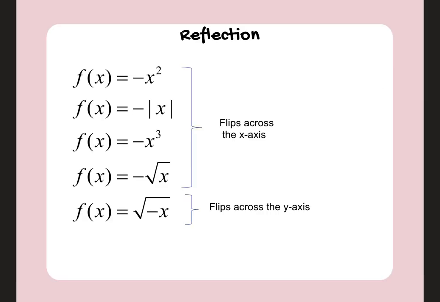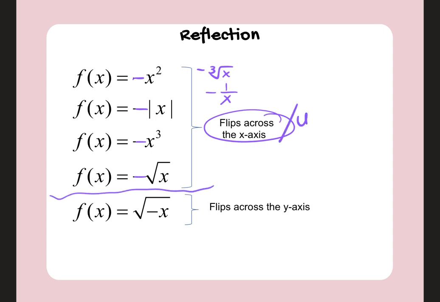All right, then you've got your reflection. There are two types of reflection. The first is across the x-axis. If the negative is on the front of your function, it would be negative cube root of x, or it would be negative 1 over x if it was reciprocal. If the negative is on the front, then it flips it across the x-axis, or flips it upside down.